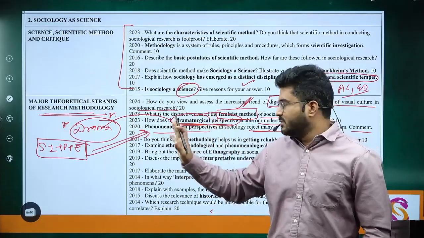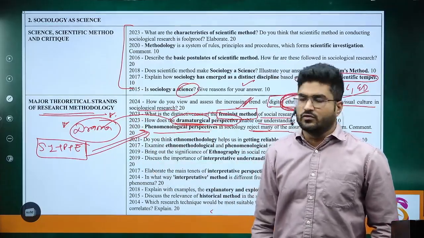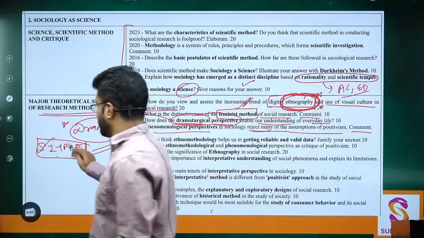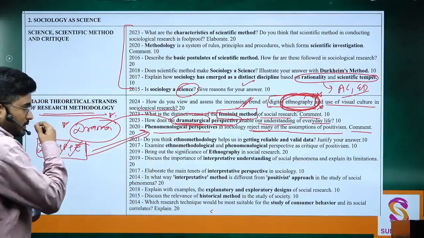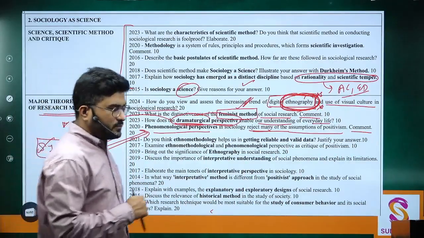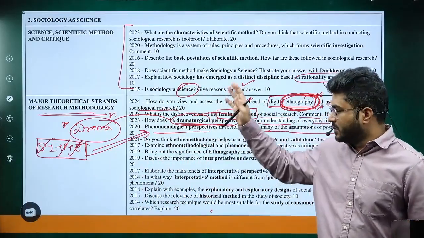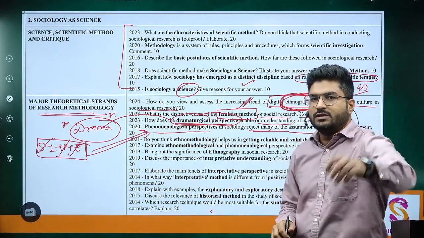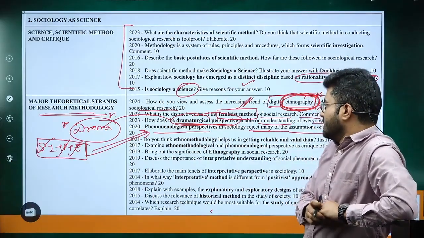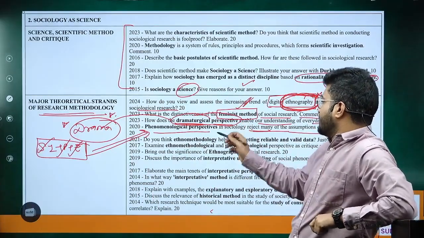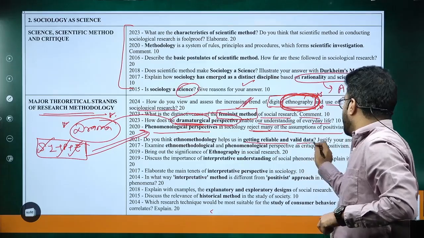Same parameters will be there for every school of thought, especially when they are rejecting positivism. Okay, so make one particular note where you club all the features of these schools. Then: do you think ethnomethodology helps in getting reliable and valid data? Justify your answer.